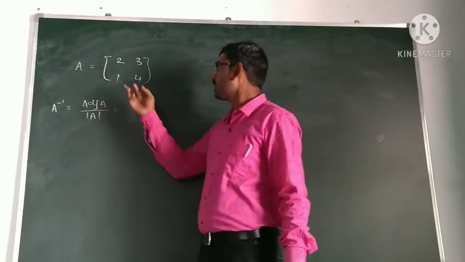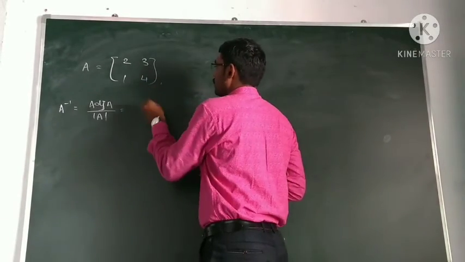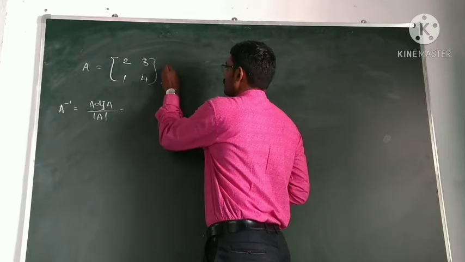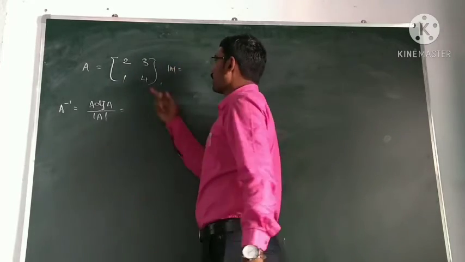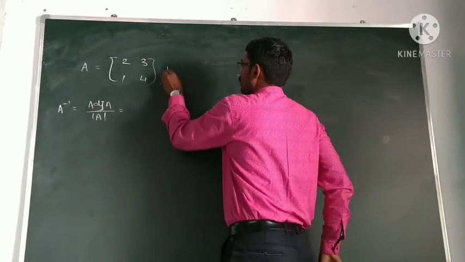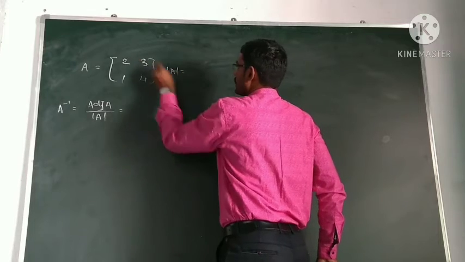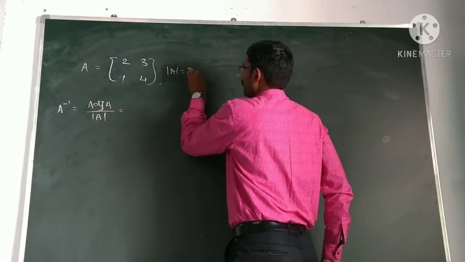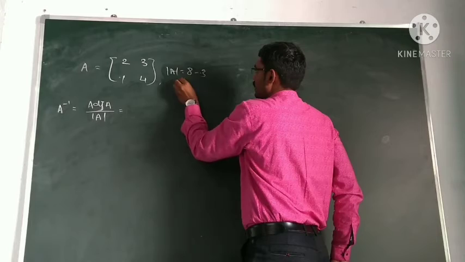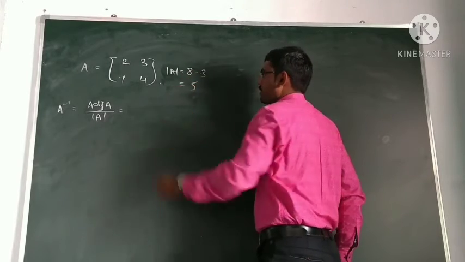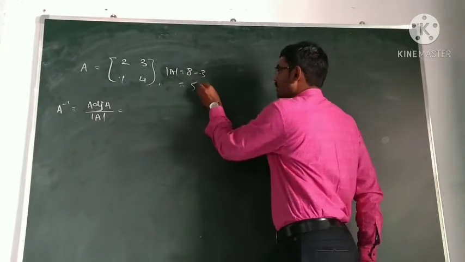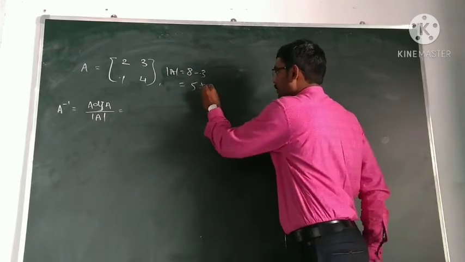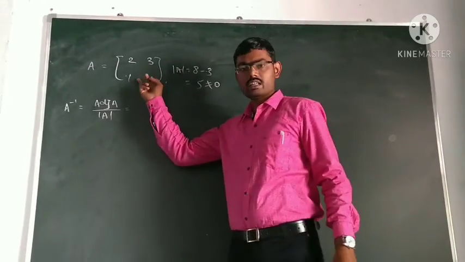Now here in this case, determinant is equal to 4 into 2. 4 into 2 is 8, minus 3 into 1. Minus 3 into 1 is 3. 8 minus 3 is 5, which is not equal to 0. So the inverse of this matrix exists.